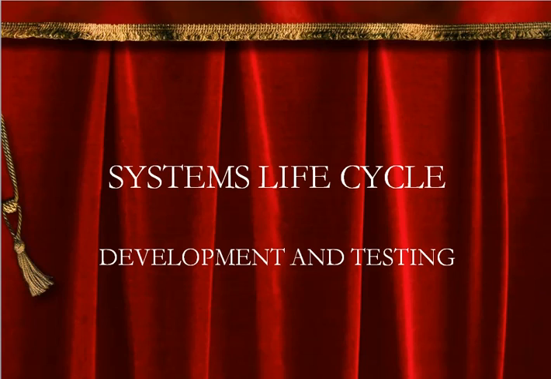Previously, we looked at the different stages, and we said that the systems life cycle has various stages, which include analysis, design, development and testing, implementation, documentation, and then evaluation. And we also said that each stage is very important for the development of a given system because it helps you to know how your system is progressing.